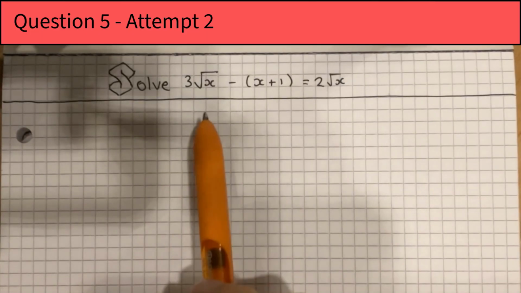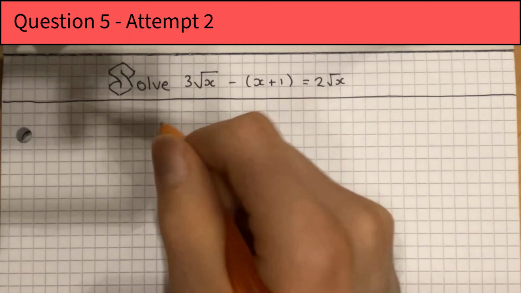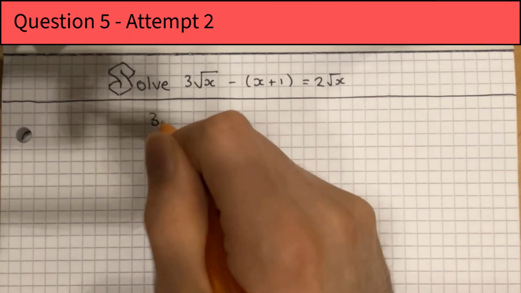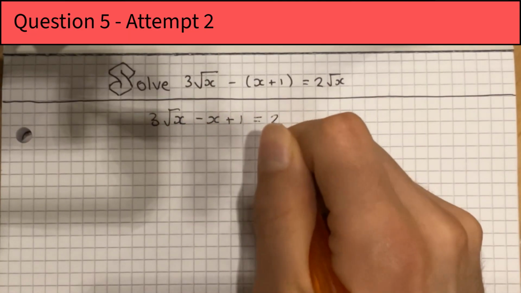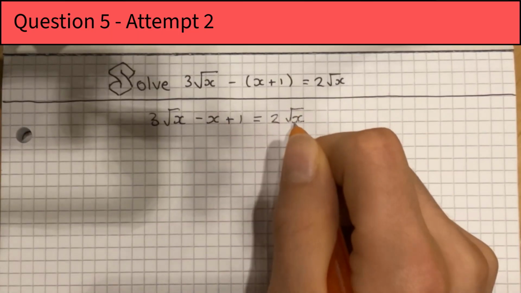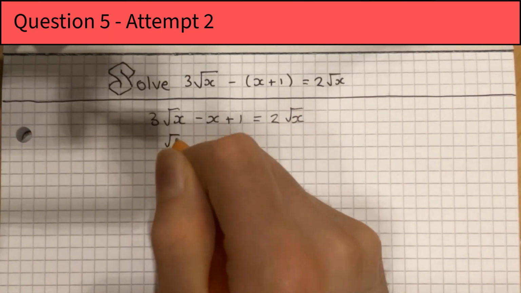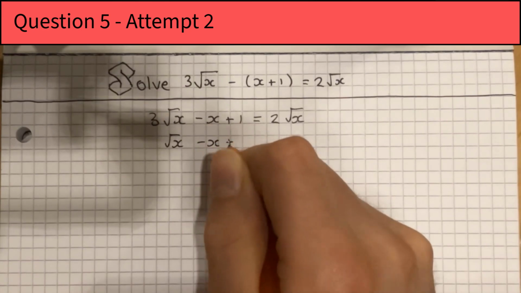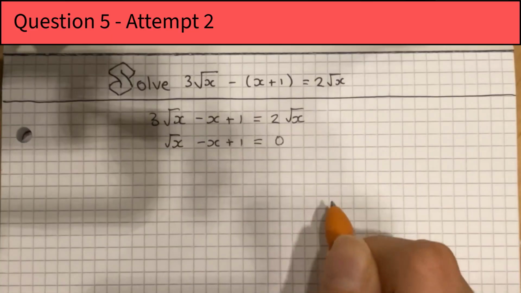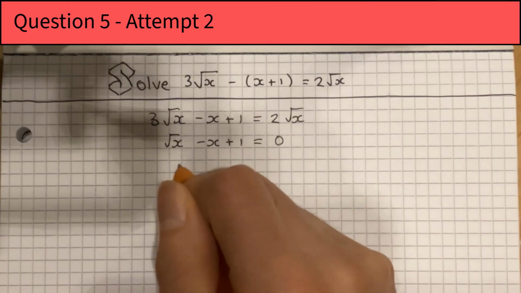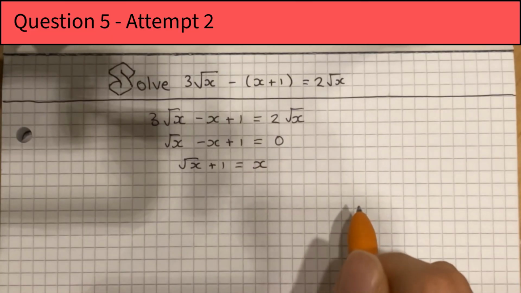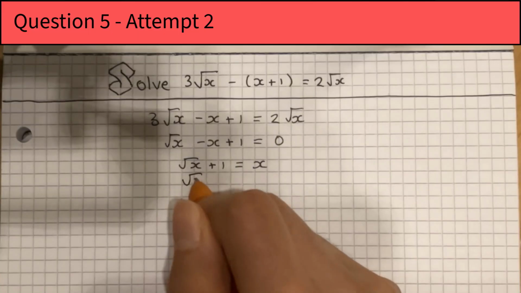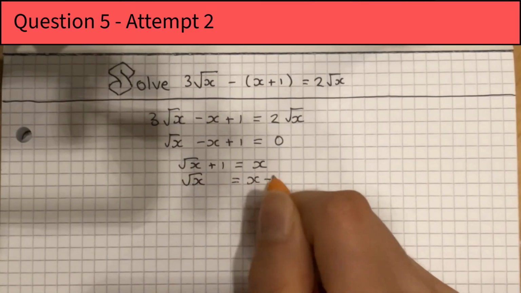We're solving this one again. This time, I'm going to expand the bracket first. So we're going to have minus x, and we're going to have plus 1. And the right-hand side is going to stay the same. This time I'll subtract 2 root x from both sides. And I'll try and solve this. And then I'll do a little bit of rearranging. And I'll rearrange again to get root x on its own.